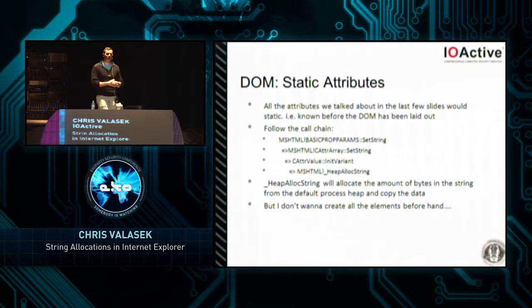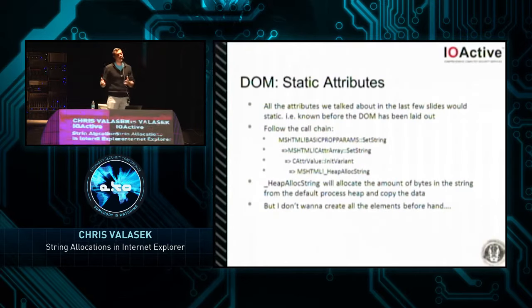Static attributes that are provided in the HTML and not created dynamically work a bit differently. As we saw before, I could do the heap spray without any JavaScript. It would actually create a different variant type, which results in a different type of allocation. So for those, since it was static, that is, it was in the web page before in the HTML, the call chain ends up being, as you see here, CAttribute variant, init variant, and then it'll call underscore heap alloc string. That's not always called. That's only called on special occasions and for static attributes.